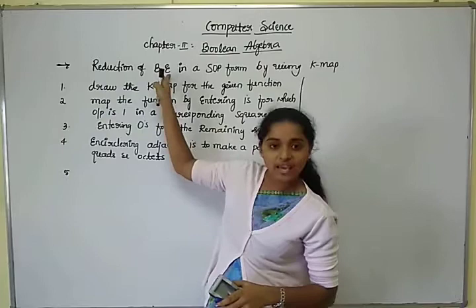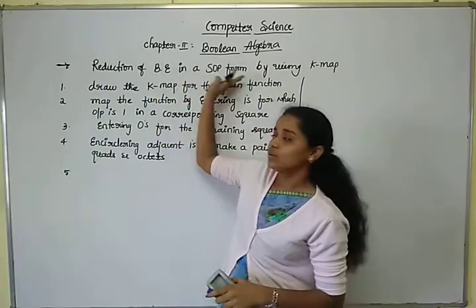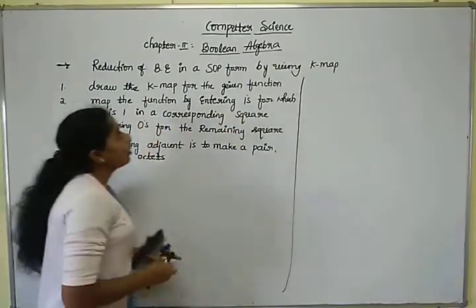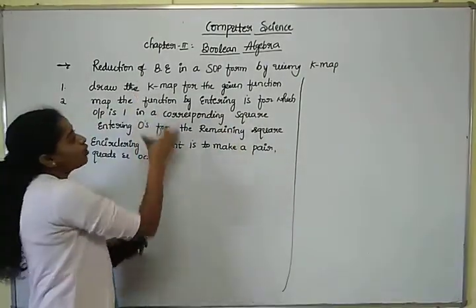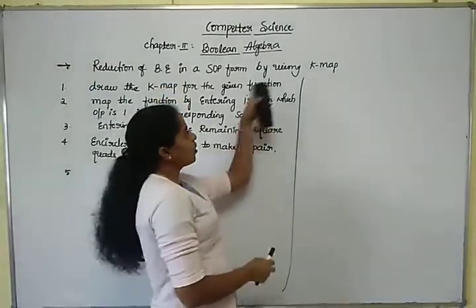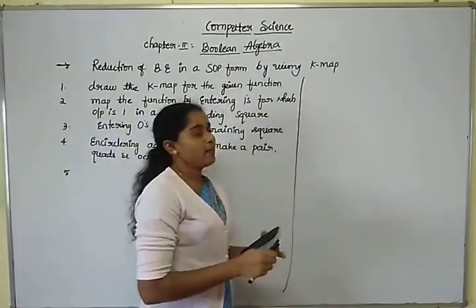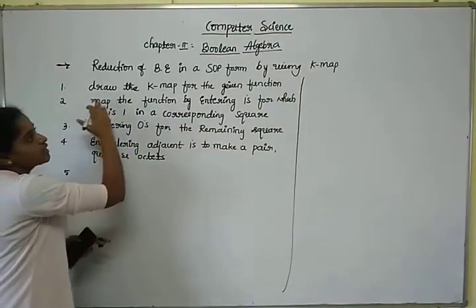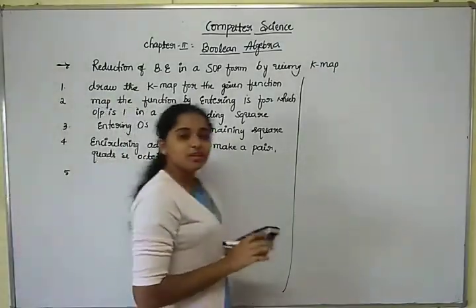Reduction of Boolean expression in a SOP form by using a K-map. In yesterday's class, we already learned about the four steps of the reduction of Boolean expression in a SOP form by using a K-map. The first step is to draw the K-map for the given function.